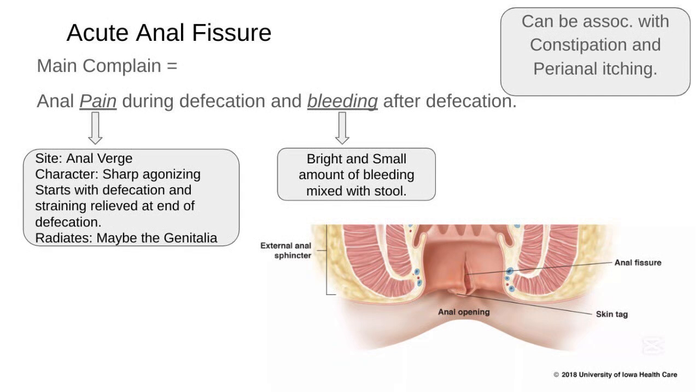The condition arises from trauma during defecation, usually caused by hard stools or excessive straining. The mechanism of injury: the mucosal tear exposes the internal anal sphincter muscle, triggering a cycle of pain and spasm. This spasm reduces blood flow to the fissure, delaying healing and perpetuating symptoms.